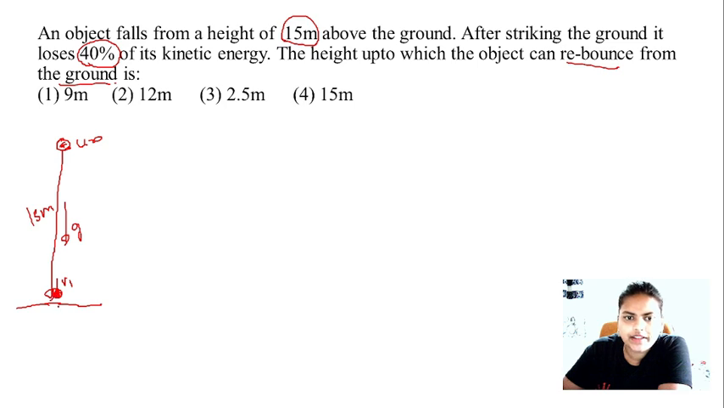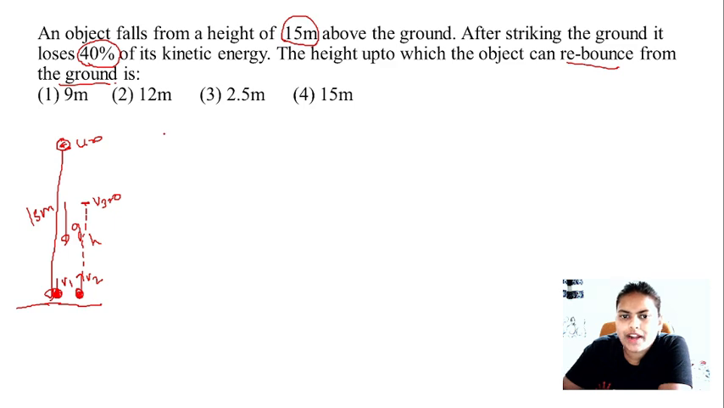After hitting the ground, the ball loses 40% of its kinetic energy, and with 60% of the kinetic energy, it would rebound and come back with the velocity v2. So with v2 velocity, how much height does it gain when it rebounds back? Until the final velocity is 0, what height it would cover, we have to find it.